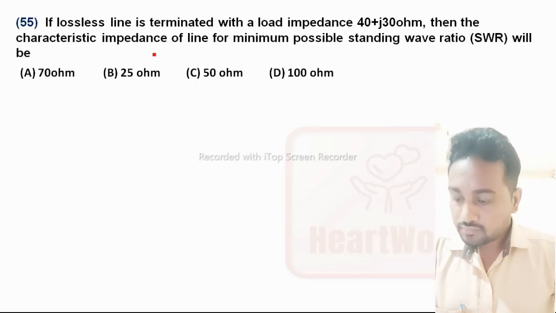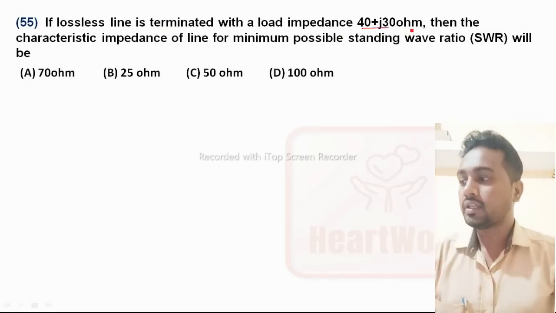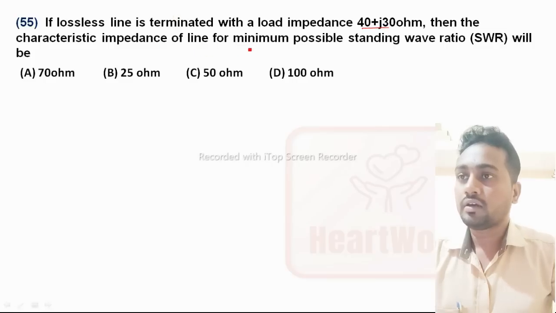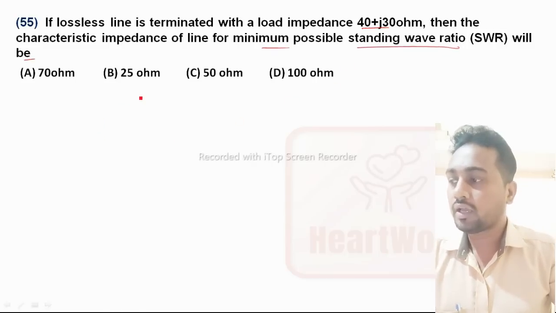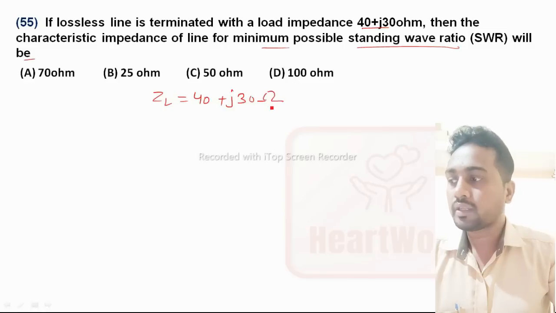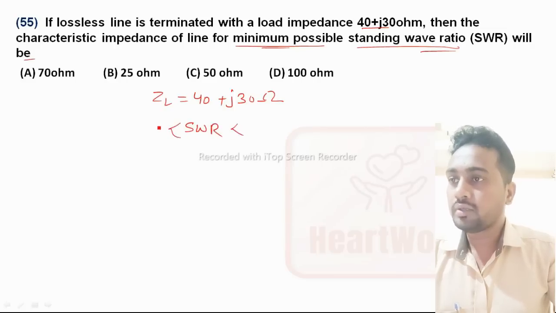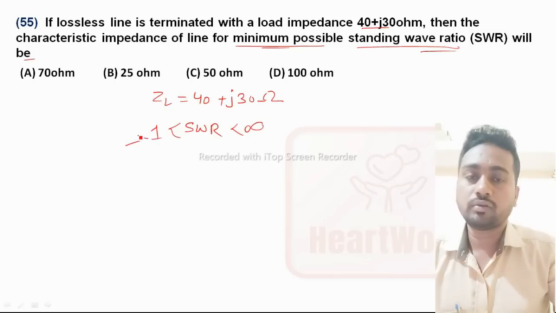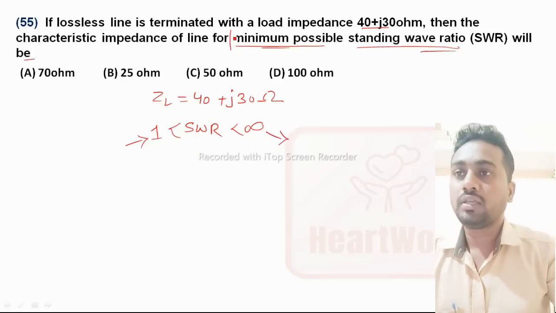Next, if a lossless line is terminated with a load impedance 40 plus j30 ohm, then the characteristic impedance of the line for minimum possible standing wave ratio, SWR, will be what? SWR means standing wave ratio. Here we have given ZL, the load impedance, 40 plus j30 ohm. It is asking SWR for the minimum possible value. The range for SWR is 1 to infinity, so the minimum value is 1 and the maximum value is infinity.